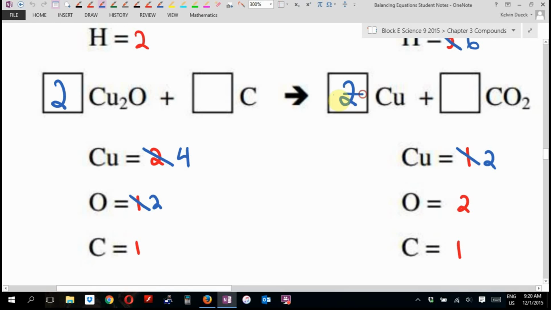I think, what number should go there? You do a lot of crossing out and scratching out with this. Trust me. That's okay. We're okay with that. I guess if you start out with 2 Cu2Os and you add 1 carbon, you'll get 4 copper atoms by themselves and 1 molecule of carbon dioxide. Couple more.